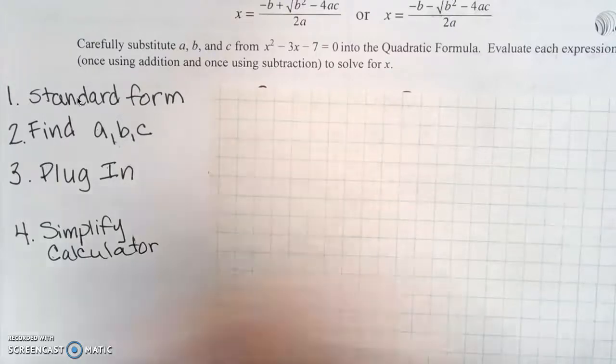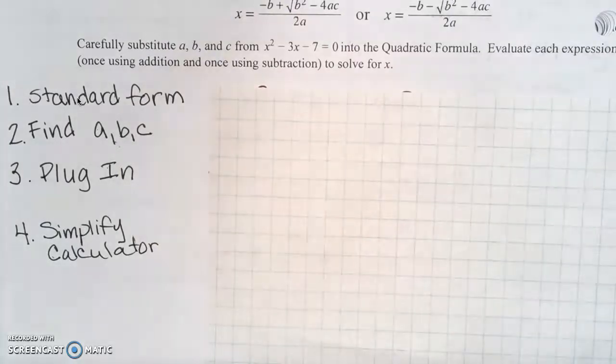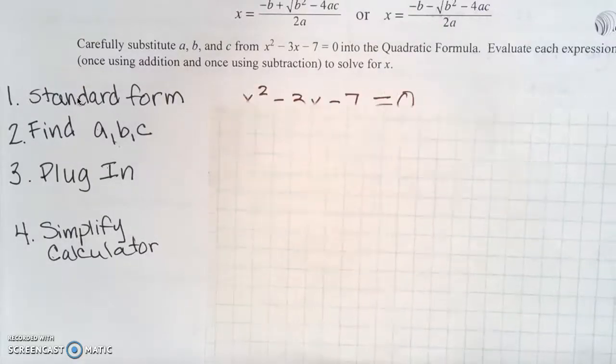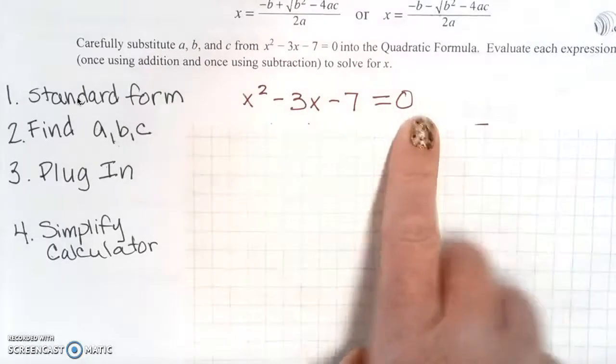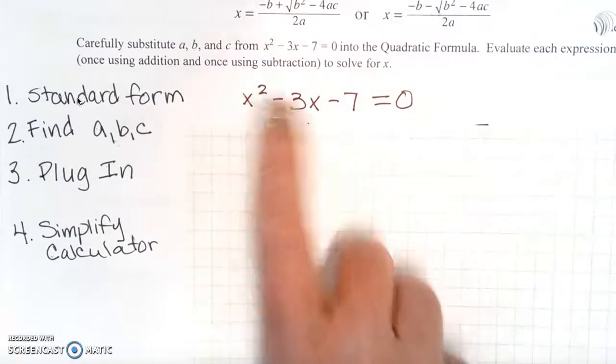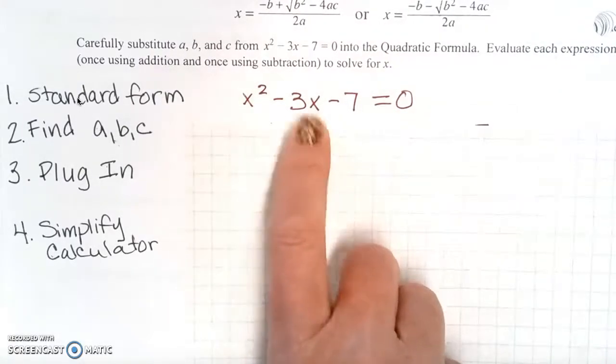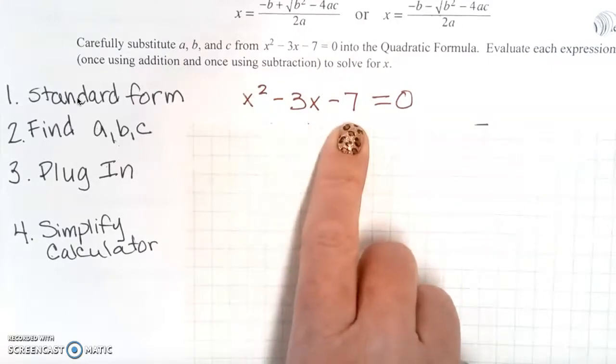So if you don't have your own handheld calculator, you'll use the Desmos Scientific Calculator. All right, here's the equation we're given. It's x squared minus 3x minus 7. We already said that it's definitely in standard form already because it's set equal to 0. We have the x squared term first, the x term second, and the constant third.